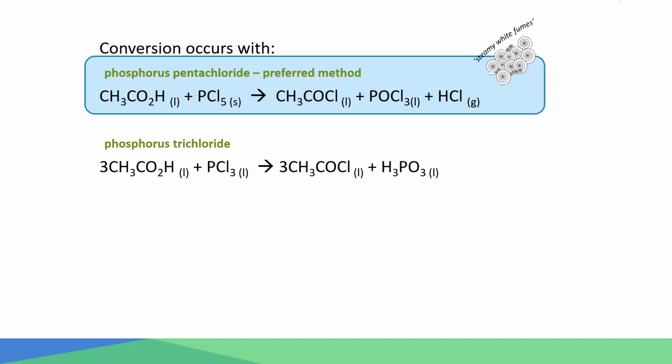Now, can you see these reactions? The steamy white fumes can be used as a test for carboxylic acid. In the second reaction, the fumes are not coming up, but in the first reaction, you will see the fumes, and these fumes can be used as a test.